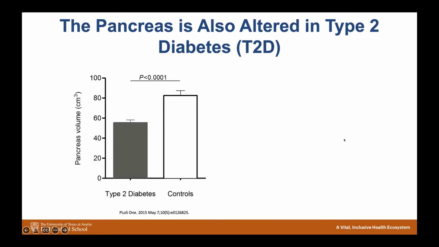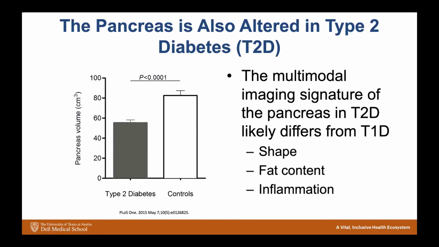There's a lot of literature out there that shows that the pancreas is markedly smaller in individuals with type 2 diabetes. Now I'm going to give this caveat here that the multimodal imaging signature of the pancreas in type 2 likely differs from type 1. There's a number of people who've started to look at the shape in type 2. And unlike this kind of constriction like we see in type 1, people in the type 2 literature are often seeing these kind of invaginations. They're seeing this kind of irregular border of the pancreas in type 2 diabetes.